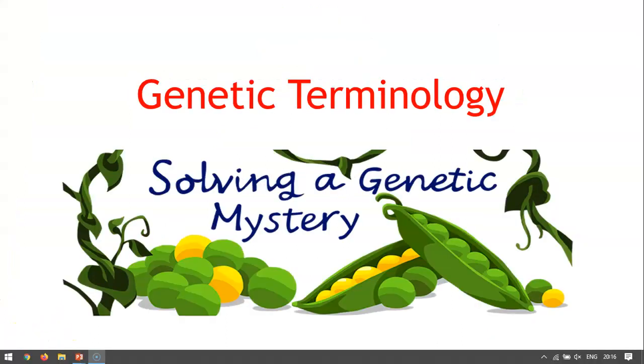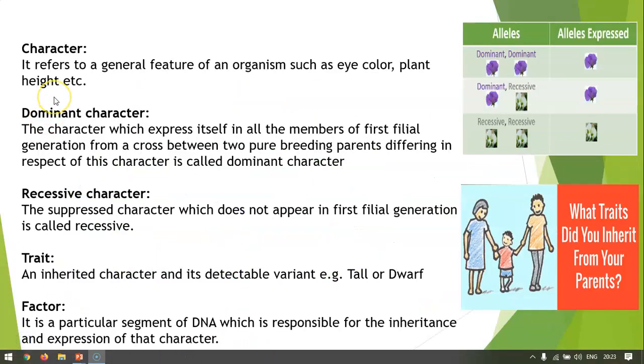Why do we study the genetic terminologies? It is important to understand the terms used in the experiments in order to understand the experiments better. This will further help you to understand the principles that were postulated on the basis of Mendel's experiment. Let's begin with our genetic terminologies.